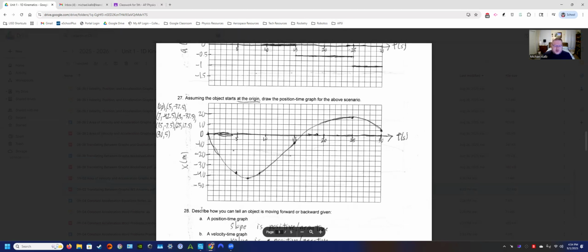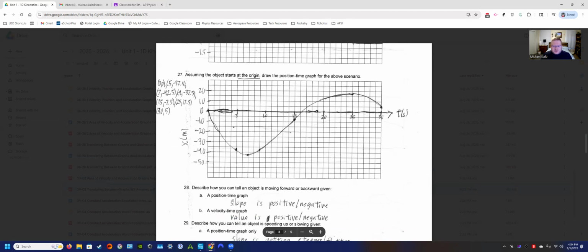All right. Describe how you can tell an object is moving forward or backward given a position time graph. Well, if it's moving forward, the slope of the position time graph is positive. And if it's moving backwards, the slope of the position time graph is negative. And for a velocity time graph, if the object is moving forward, the value of velocity is positive, so above the axis. And if it's moving backwards, the value of velocity is negative, so below the axis.